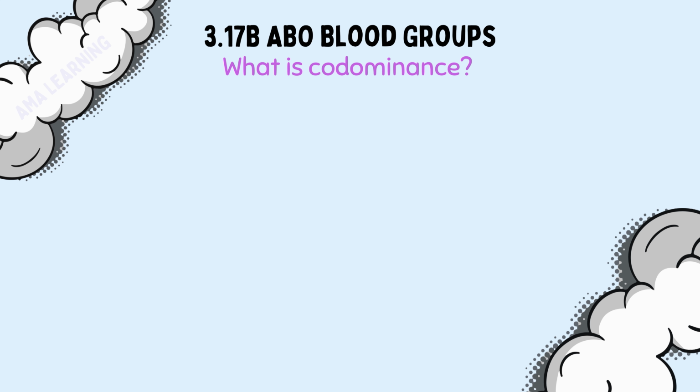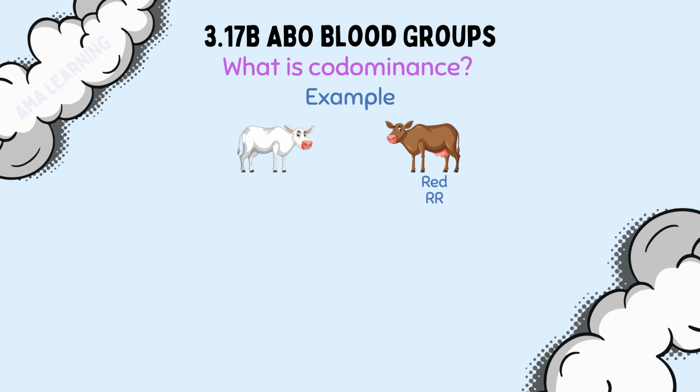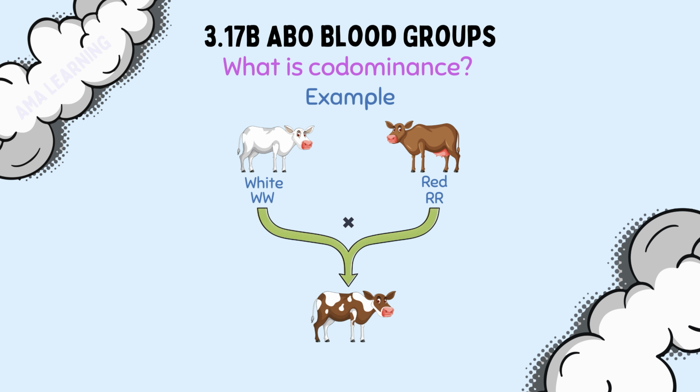The following is an example. Outside of blood groups, in certain cows, the allele for red fur, R, and the allele for white fur, W, are codominant. Heterozygous individuals, RW, have roan fur, a mixture of red and white. The cow with roan fur is both red and white as the alleles for red and white fur are codominant. This means both are expressed.